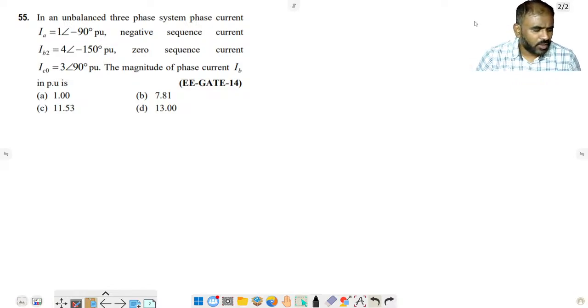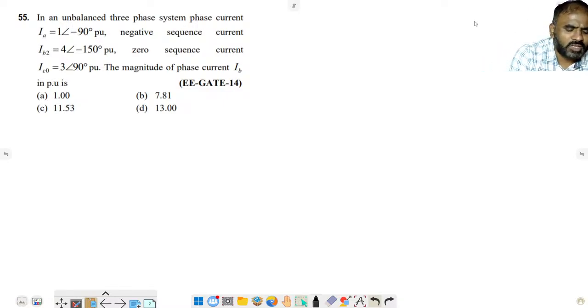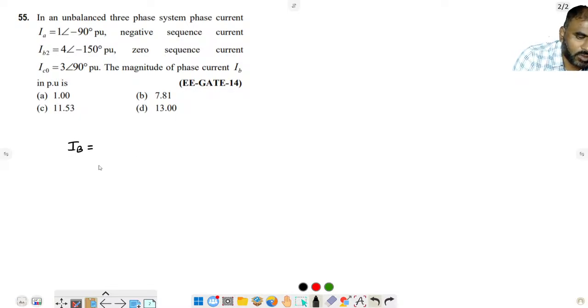Okay, if you want to solve this question, it is simple. Again, you need to use the symmetrical components logic only. See, if you notice here, IA is given, IB2 is given, IC naught is given, and we are asked to calculate IB. First of all, what is the formula for IB? I can write it like this: I small b, let's say.